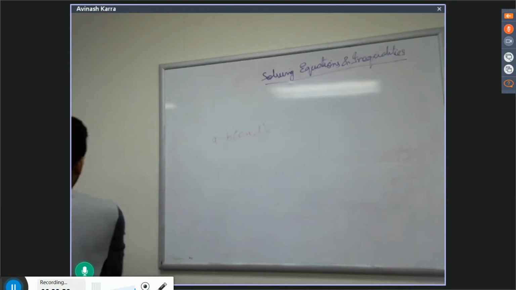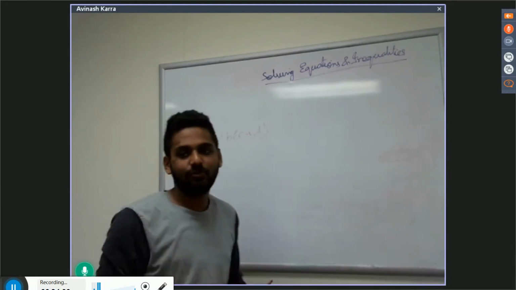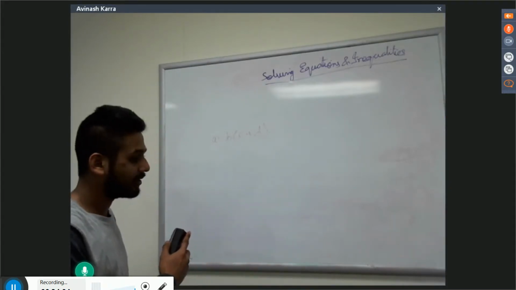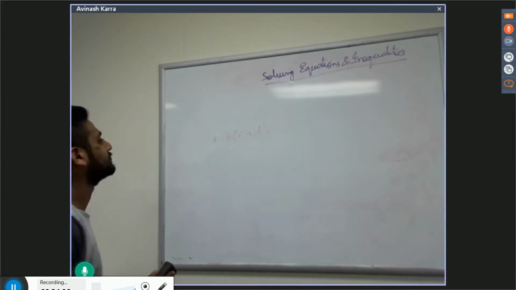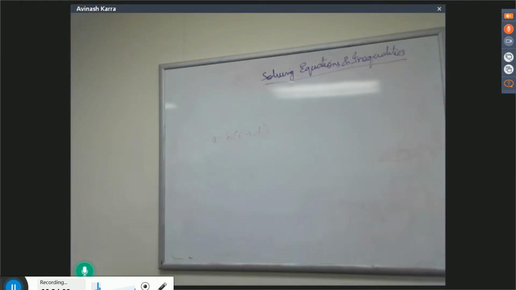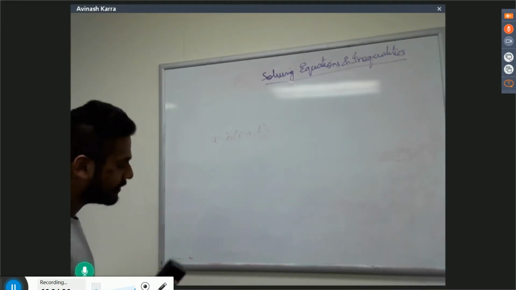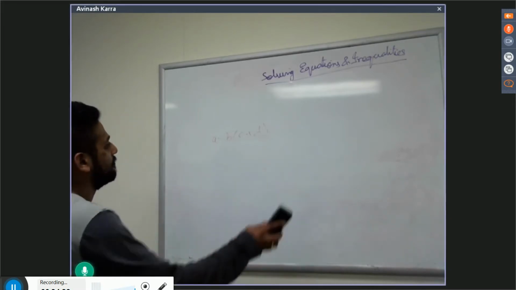Perfect. And any one of you guys want to explain this? I can. Yes, go ahead. So first, since b is multiplying c plus d, you'd want to get rid of that by dividing both sides by b, and then you're left with a over b is equal to c plus d, and then you just subtract c from both sides, and then you get d is equal to a over b minus c. Awesome. Perfect.